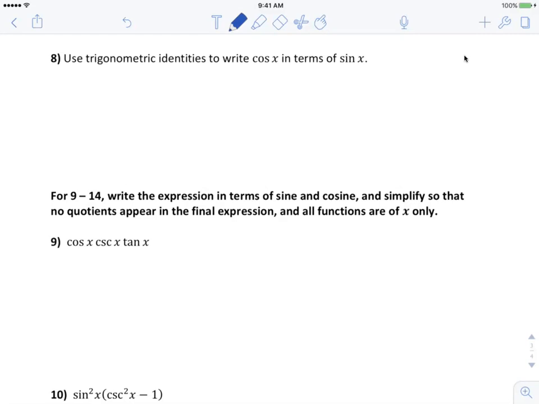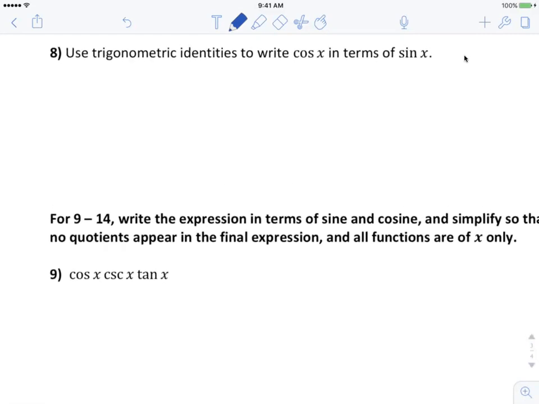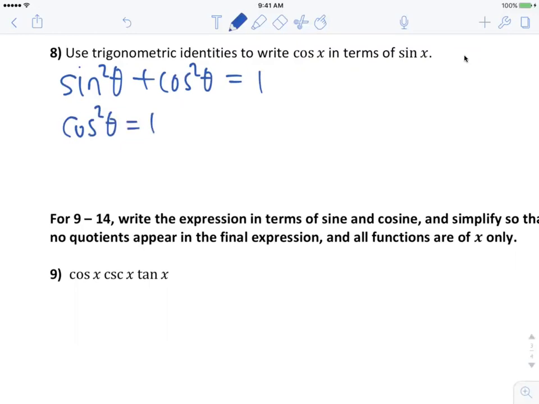So one thing to practice is like number 8: start with a trig identity and write cosine in terms of sine. If you just start with the basic one, you know that sine squared plus cosine squared is equal to 1. That relates sine and cosine right there. And now we just want to solve for cosine in this one. So we would express cosine in terms of sine. If I want to solve for cosine, I would bring the sine squared over. So I'd have cosine squared equals 1 minus sine squared.